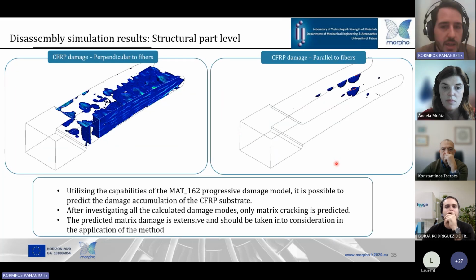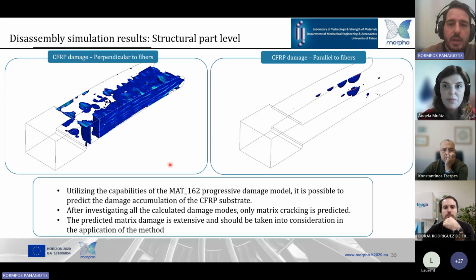Finally, the damage that was predicted by the progressive damage model is presented here, and this is matrix damage parallel and perpendicular to the fibers, while no fiber damage was observed during the simulations.